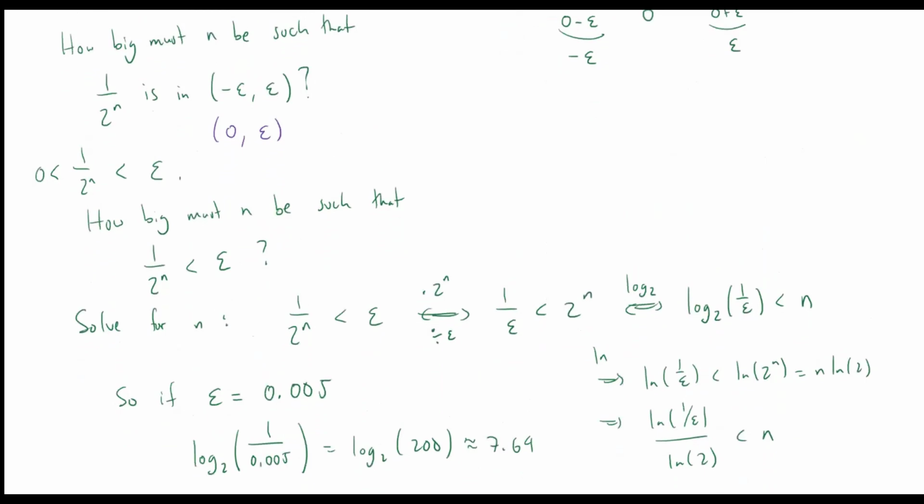How do we use this to show, or is it intuitive to use this to show that a sequence diverges? That's a little bit different.